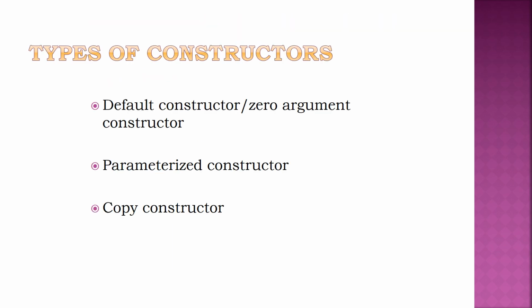Here we have a very important topic, that is types of constructors. We have three different types of constructors. The first one is the default constructor, which we can also call a zero argument constructor. The second type is parameterized constructors. The third one is copy constructors. These are the different types of constructors. Let us discuss them one by one from the next slide.